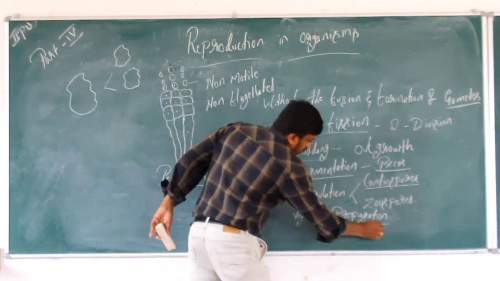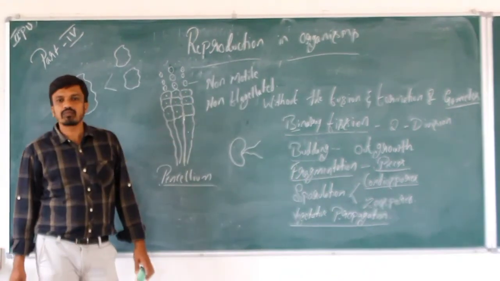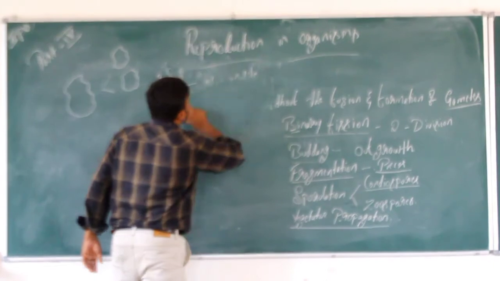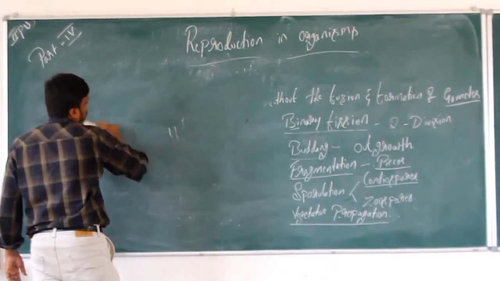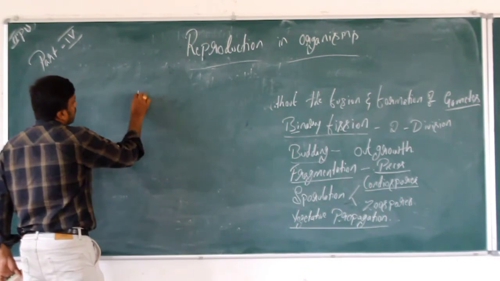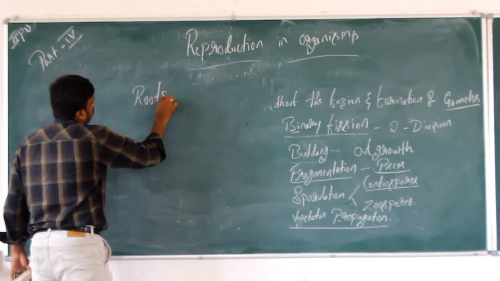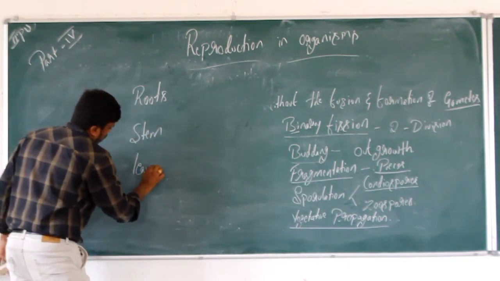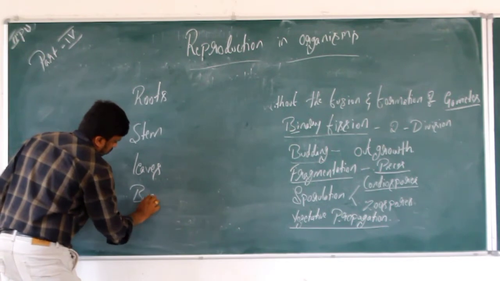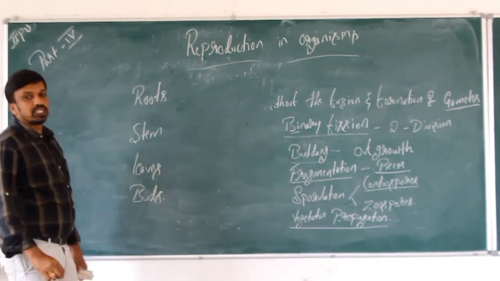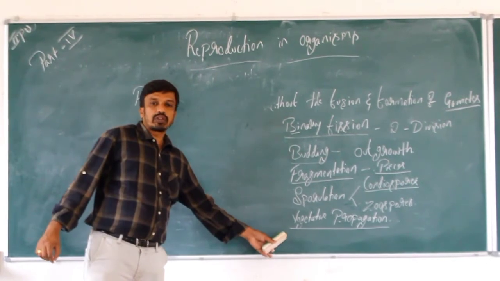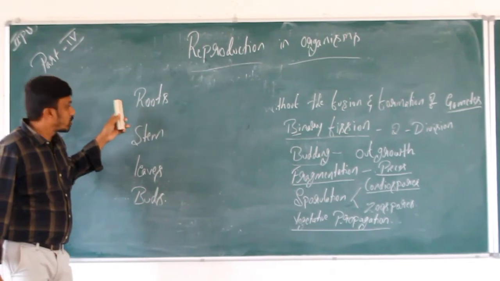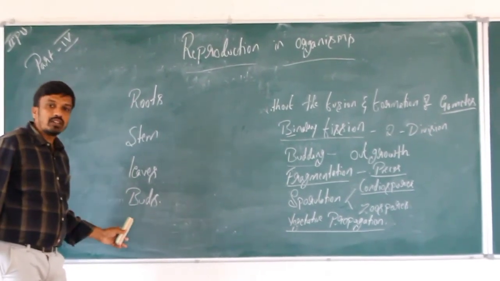What is the last one? Vegetative propagation. In vegetative propagation there are so many types: vegetative propagation by roots, stem, leaves, buds. Vegetative propagation takes place with the help of vegetative parts like roots, stem, leaves, and buds.